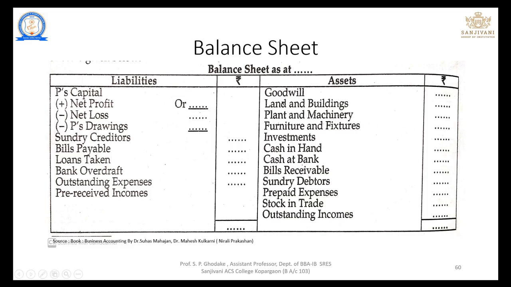Then once we have posted all the things from the trial balance, we can tally the liability side and asset side, and if it is tallied, it means that your numerical is correct. So now we have understood the trading account, profit and loss account, and the balance sheet.